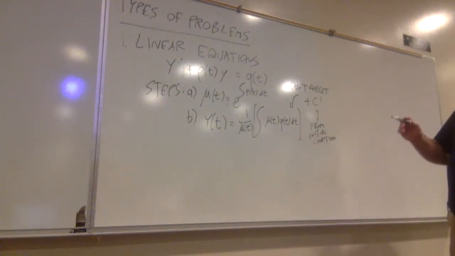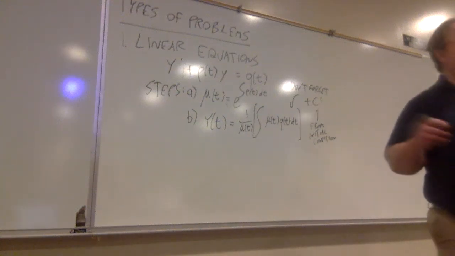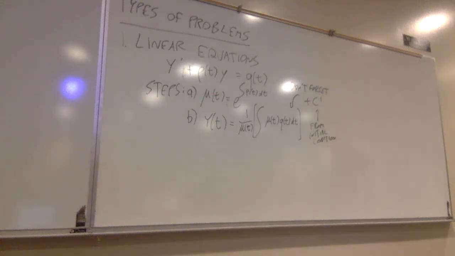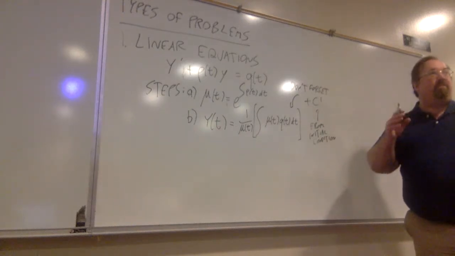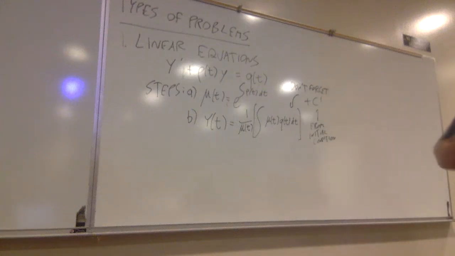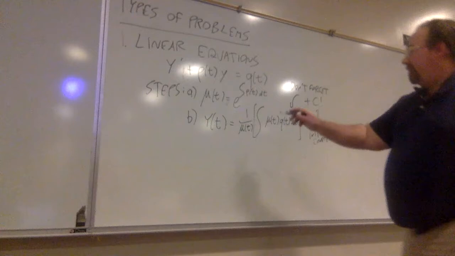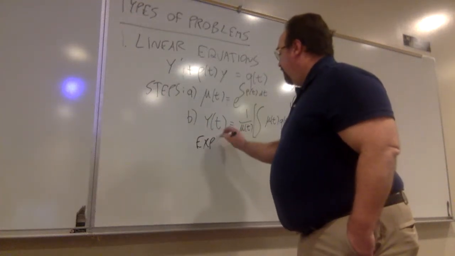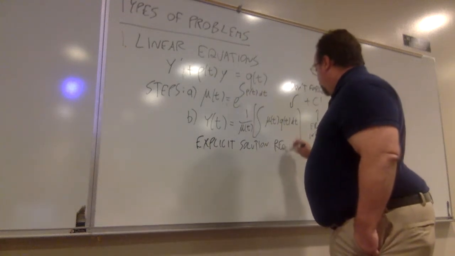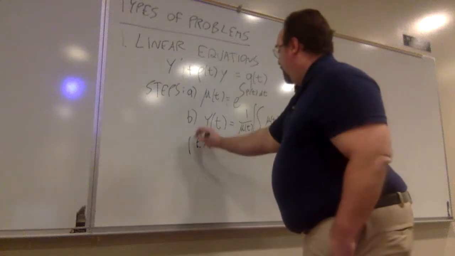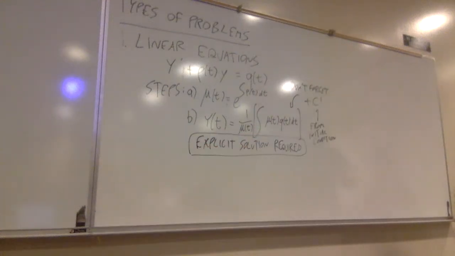Now, I've talked before about how when you solve any kind of differential equation, the solution could be explicit, y of t equals something, or it could be implicit. You have some equation, f of t and y, equal to 0. So explicit versus implicit. Now this solution formula naturally gives you an explicit solution for any problem involving a linear equation, and this is in contrast to other types of problems, where an implicit solution is okay.